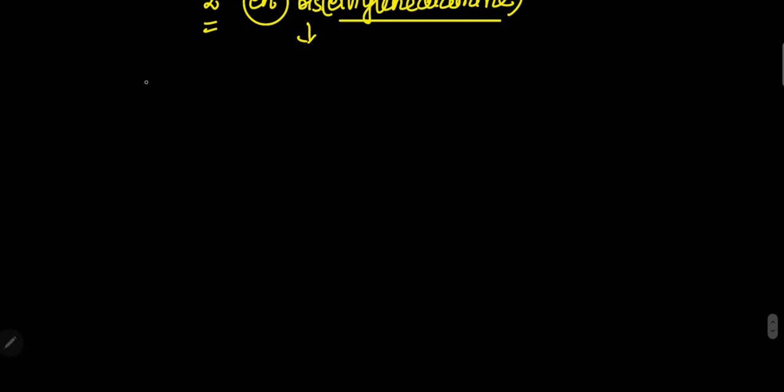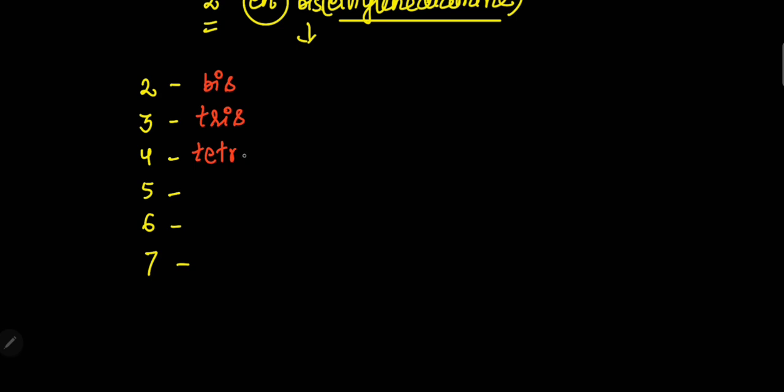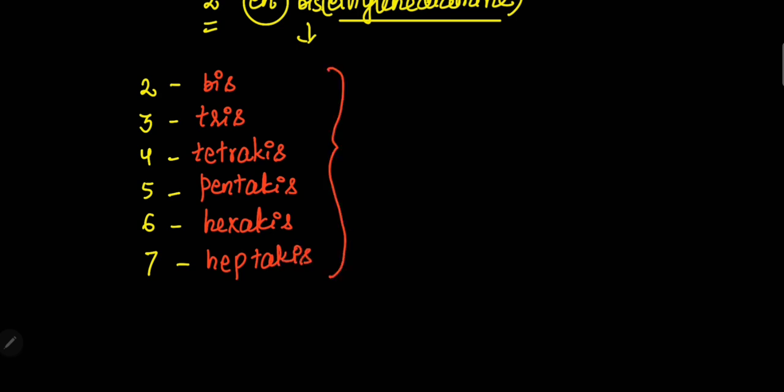The conventions used are: for 2 we use bis, 3 is tris, and from 4 we use tetra ending with kis, tetrakis, pentakis, hexakis, heptakis, and so on. So what do I mean by complex features?